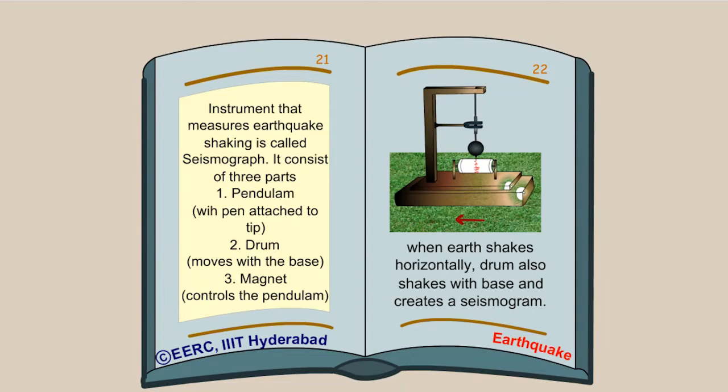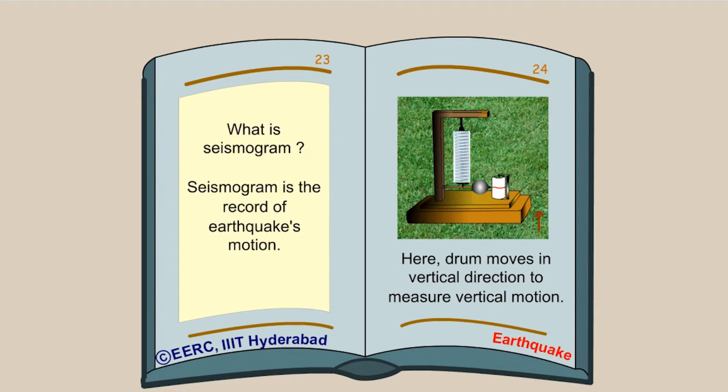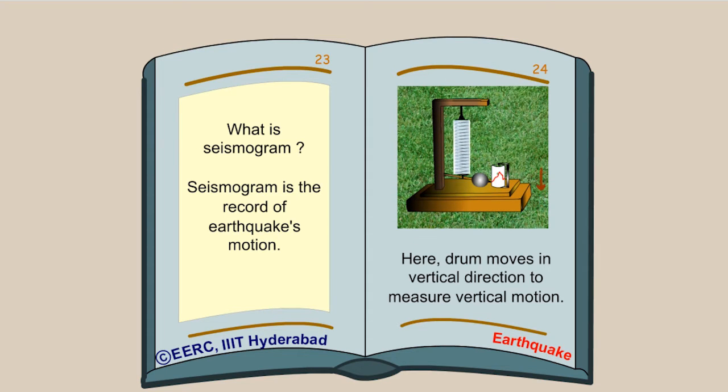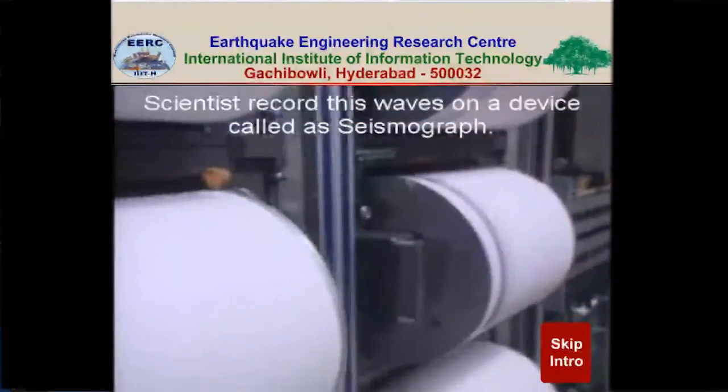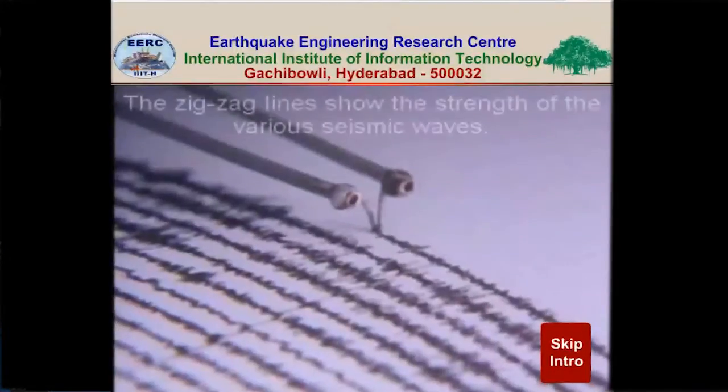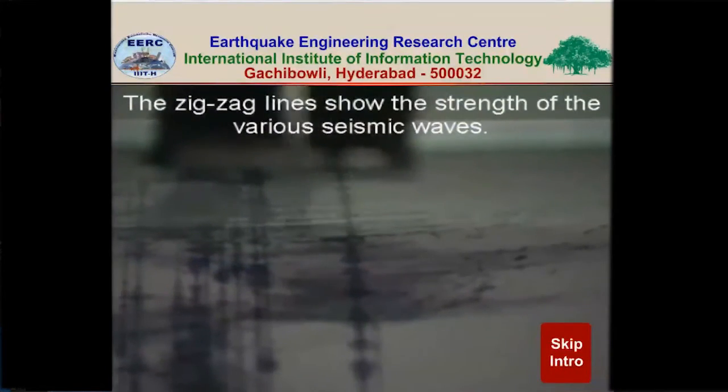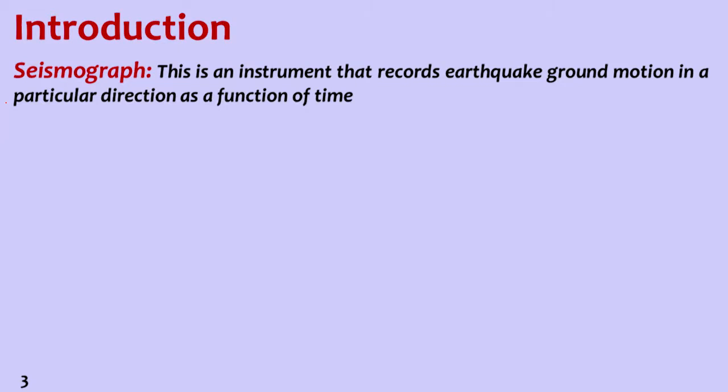So, before going into the theory, let us watch some earthquake ground motion records and equipments, how they are recording. Scientists record these waves on a device called a seismograph. These zigzag lines show the strength of various seismic waves. So, let us discuss the various terms which are used in this measurement.